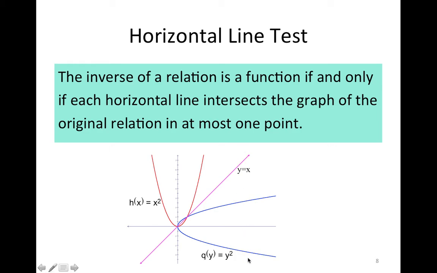When I do that reflection, this will not pass the vertical line test. If that doesn't totally make sense, ask a question in class.